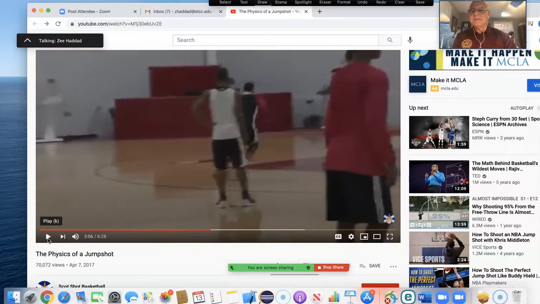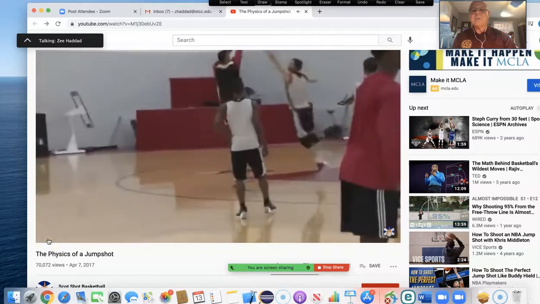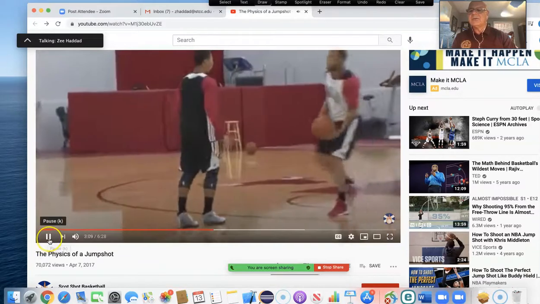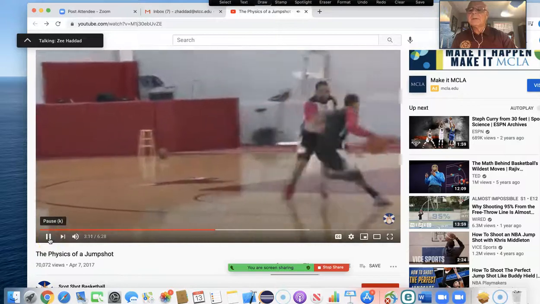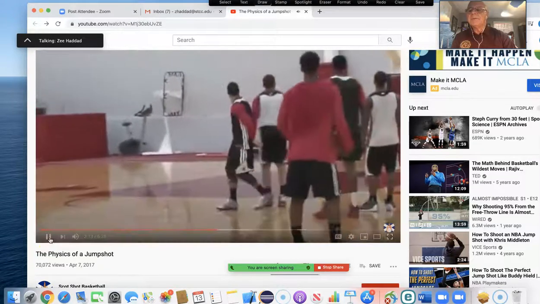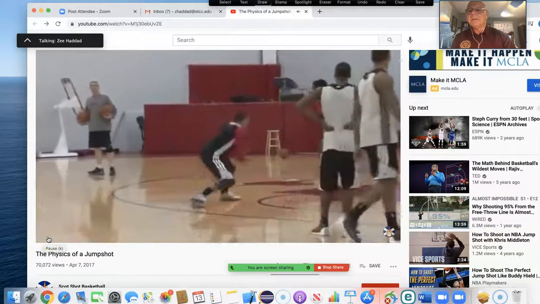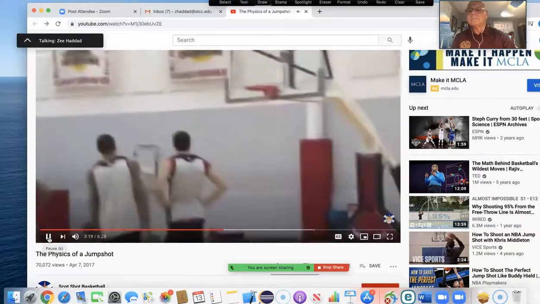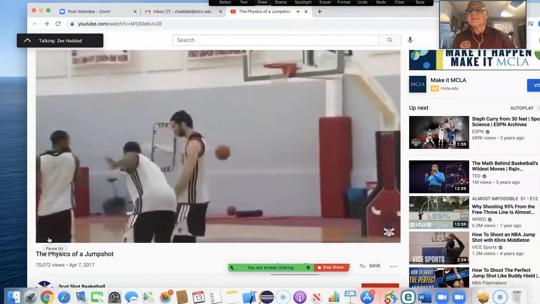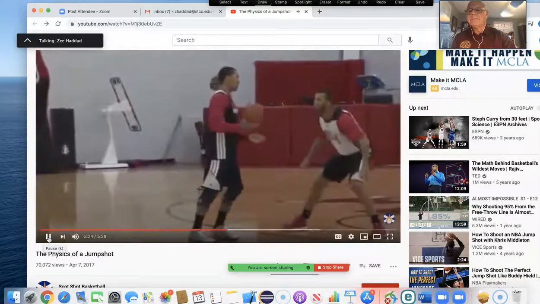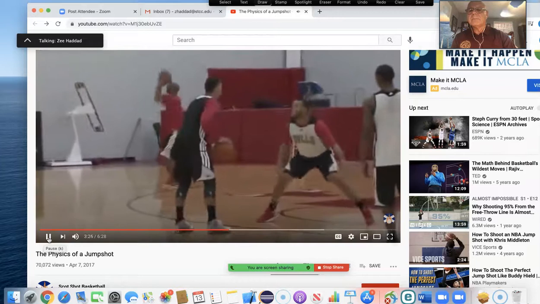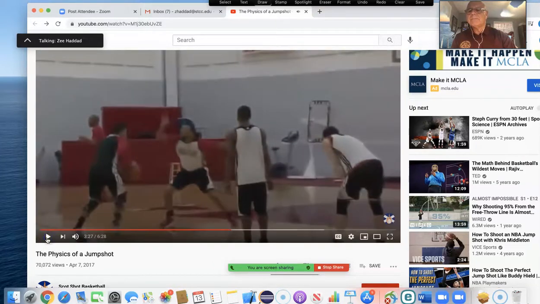Here's Derrick Rose taking a jump shot. Watch, he gets up there, and on the way down he releases the ball. Up in the air, on the way down. Every single time. So every time he takes a shot, he waits till he starts to slide down, then he releases the ball.